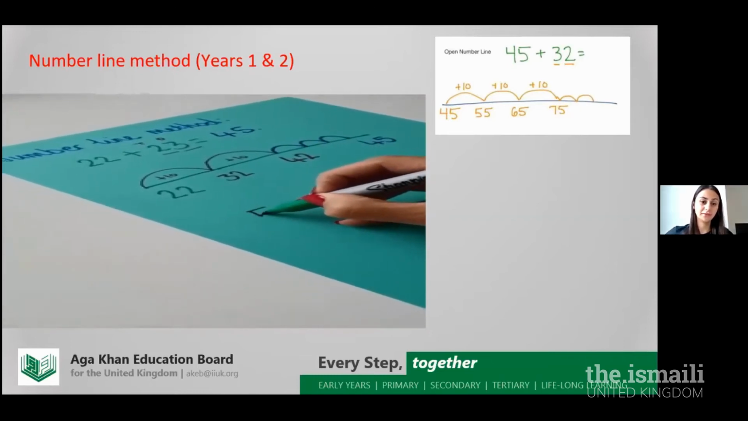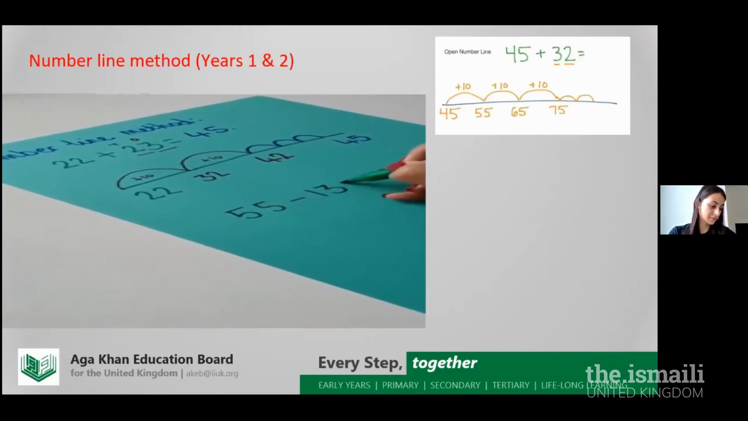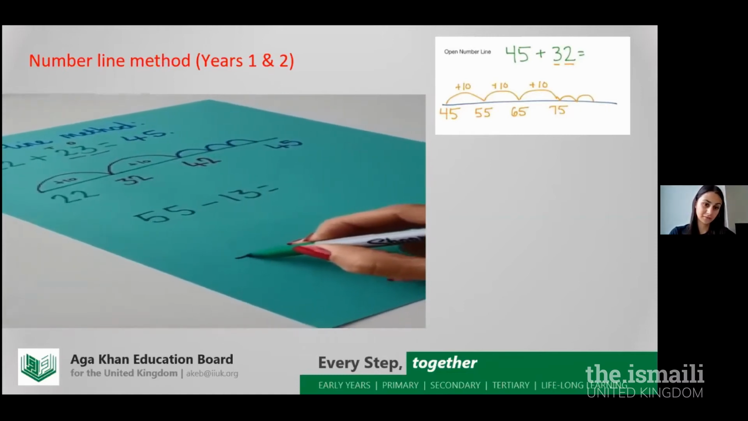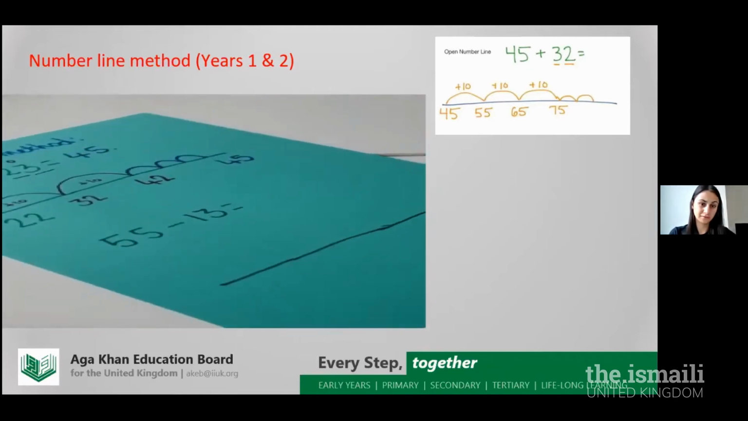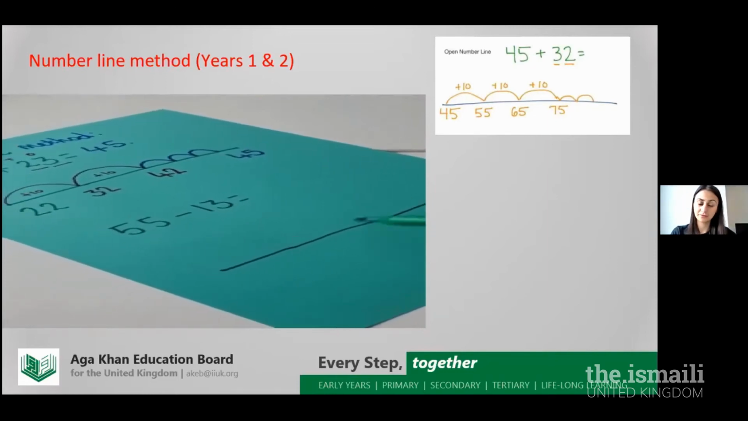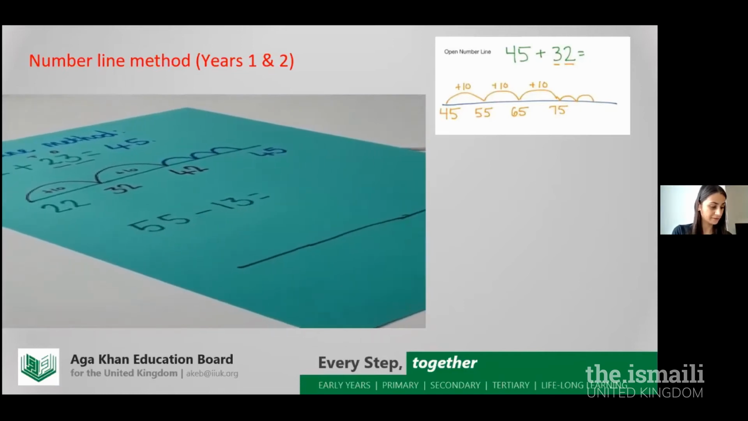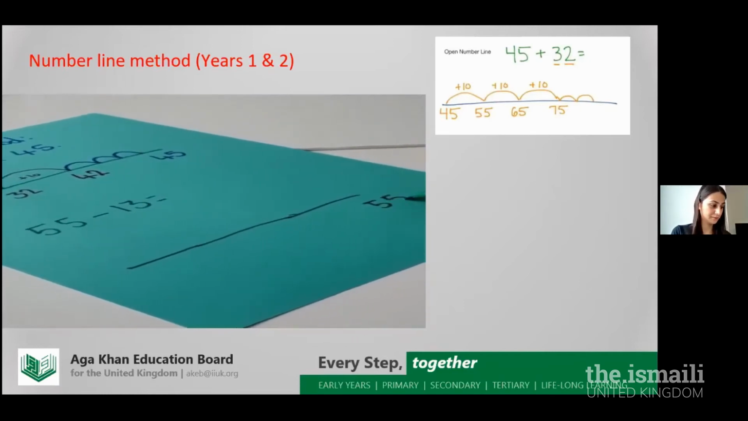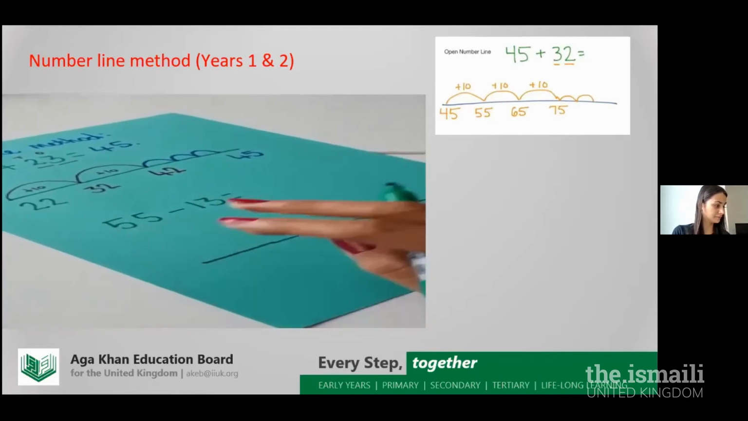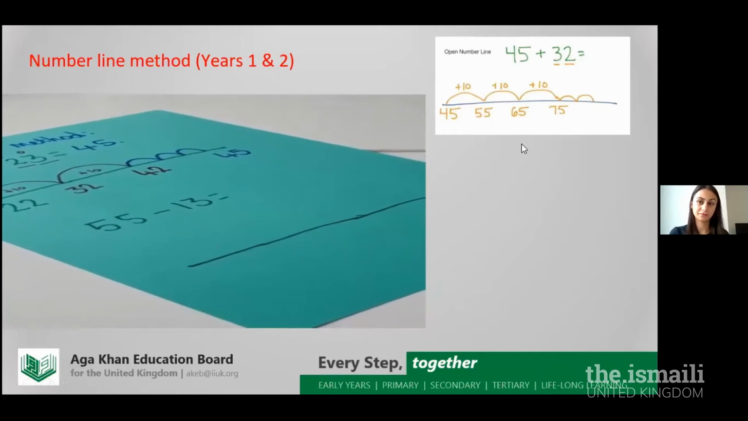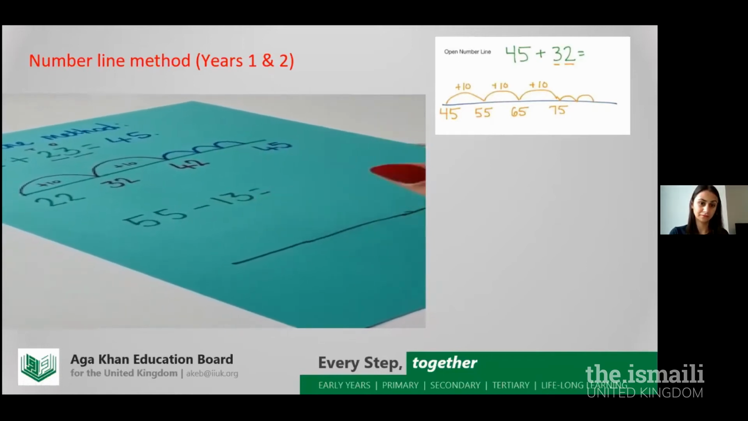So if I'm perhaps looking at 55 take away 13, again I would start with my number line, but this time instead of starting here and going forward, I'm going to put 55 over here. And that's simply because when you're subtracting, you're going back, your number is decreasing. So I'm going to start at 55, and exactly the same way, I'm going to look at what I'm taking away. I'm taking away 13.